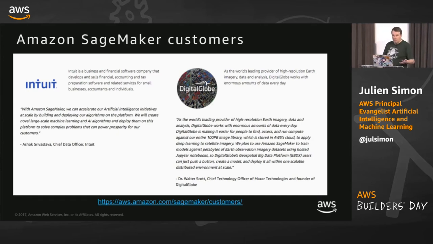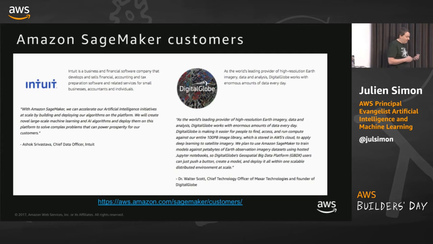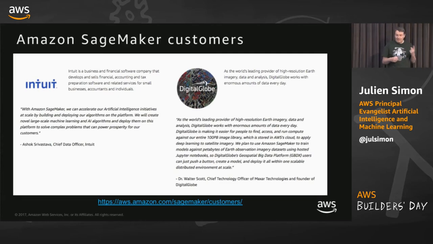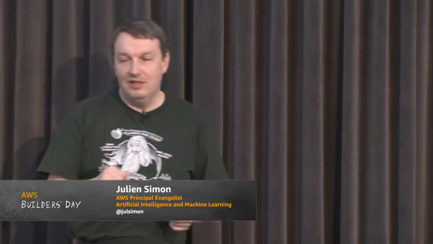And the quote here is pretty typical of what we hear from SageMaker customers. Digital Globe, it's a satellite imaging company. As you probably remember, they were the first customer reference for Snowmobile. Did you remember that one? The truck. So if you haven't seen that video from re:Invent 2016, you have to see it. It's literally a truck. Oh, no, you don't call that a truck, sorry. It's a lorry.